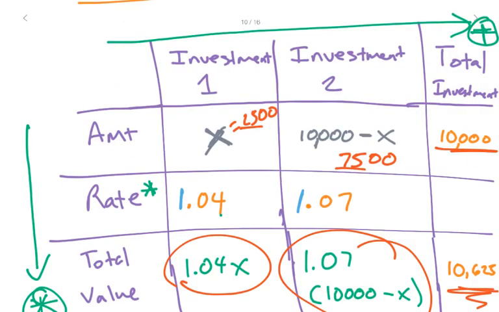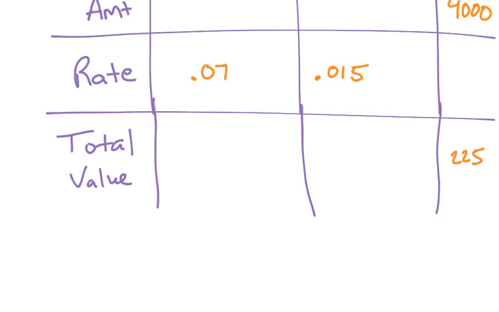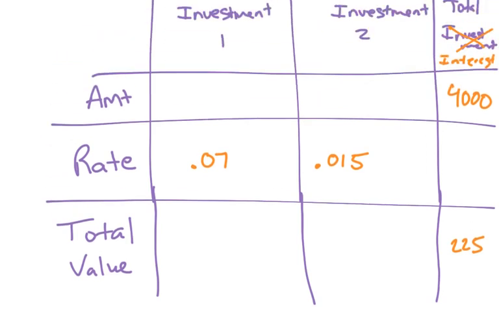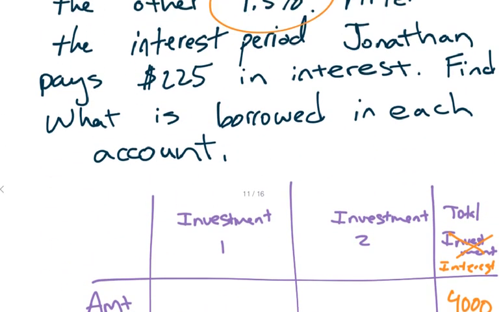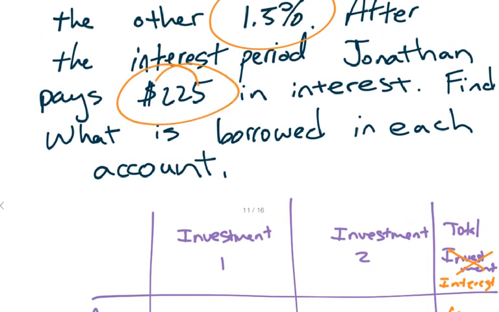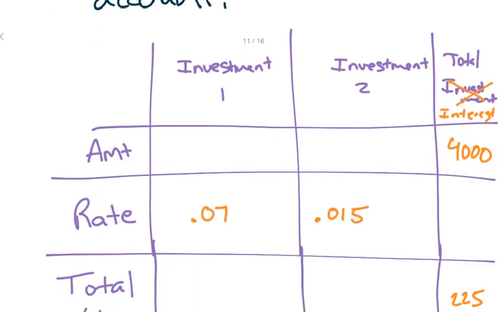Now, one thing you'll notice here is you're like, Mr. Anderson, I'm confused. Here I put 1.04 and 1.07. Here putting 0.07, 0.015. Why did I not put the 1 in front? Because 225 is the amount that he has to pay in interest. So we're looking for how much is left over. So you have to use a little common sense here when you're solving these problems, right? You can't just substitute the numbers. You need to understand the context of the problem.